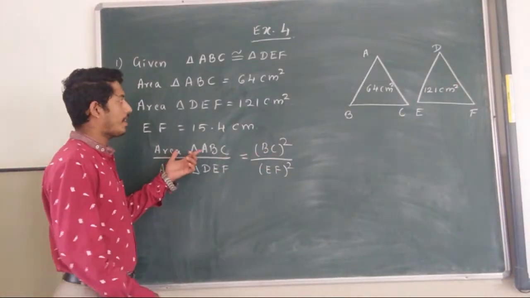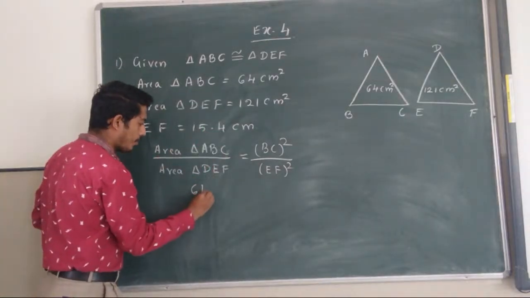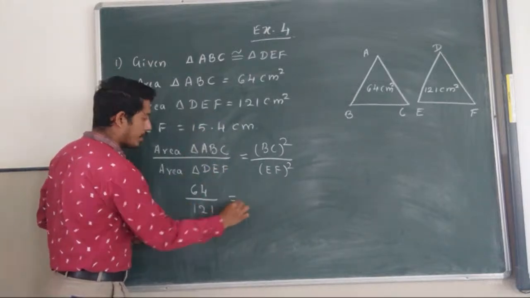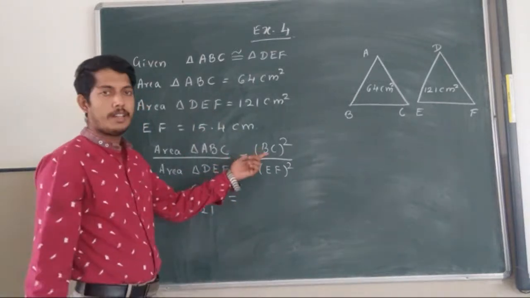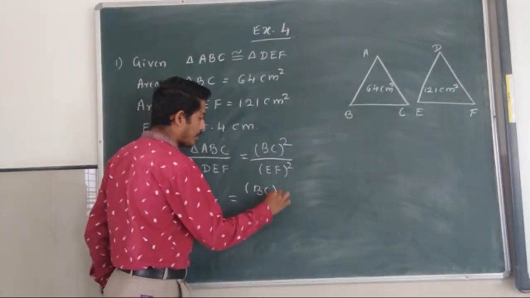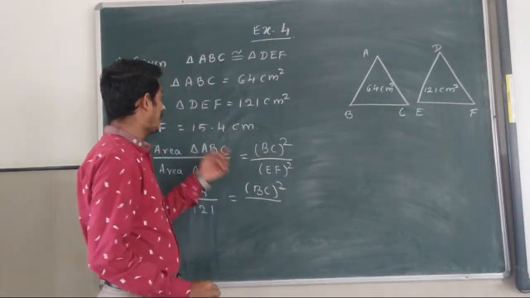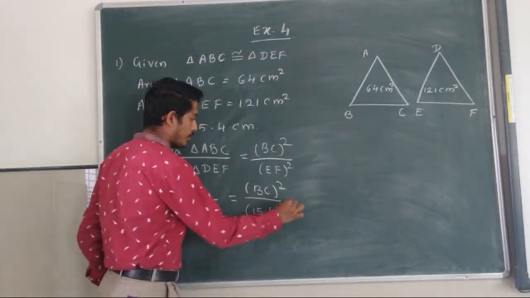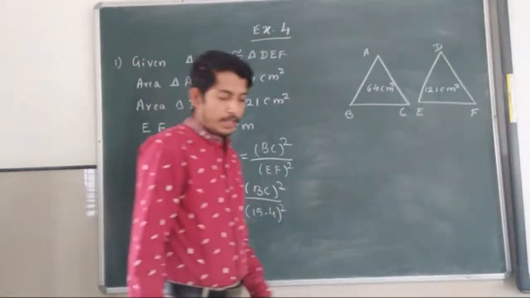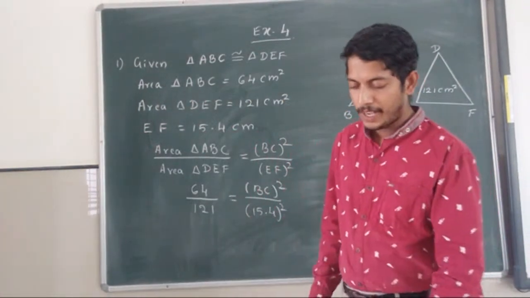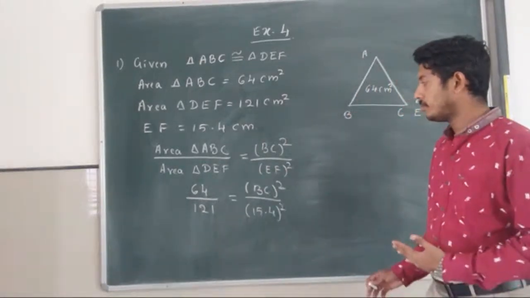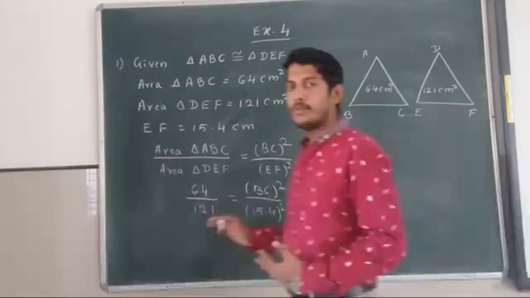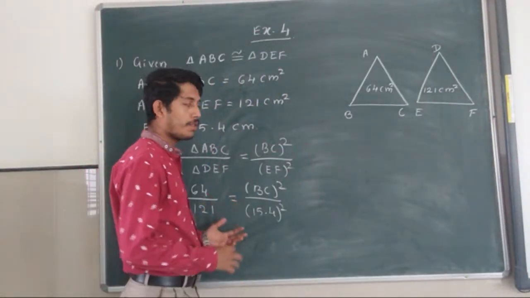So now area of triangle ABC is given, that is 64, divided by area of triangle DEF, that is 121, equals BC square, we don't know the value, so write BC whole square, divided by EF square. EF is 15.4, so here I will write 15.4 whole square. Okay, this is the substitution method. Now we have to find the value of BC. For that we first have to reduce the equation for BC square.